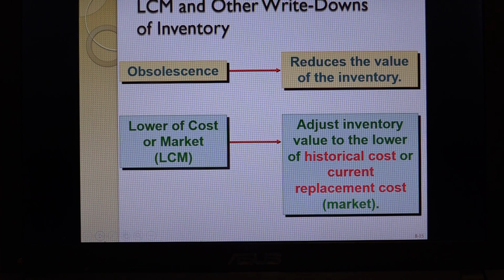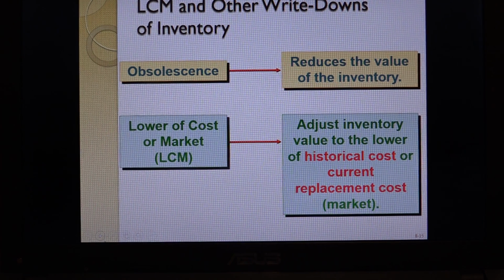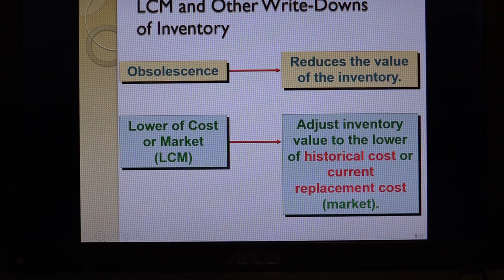Sometimes, hopefully not often, but sometimes the value of our inventory goes down. And so that could happen from obsolescence, could happen due to the quality. But for whatever reason, if the value of the inventory goes down below the cost of that inventory, this idea of lower of cost or market comes in, and we must reduce our inventory to the lower of that cost or market. We have to adjust the inventory value to current replacement cost. Okay?